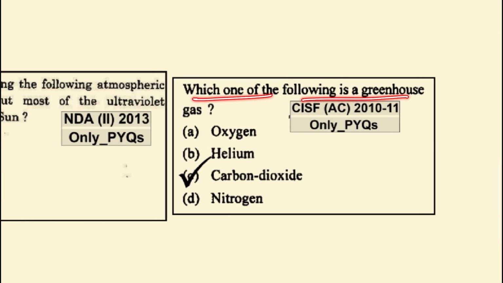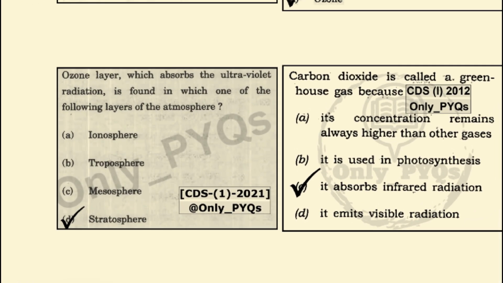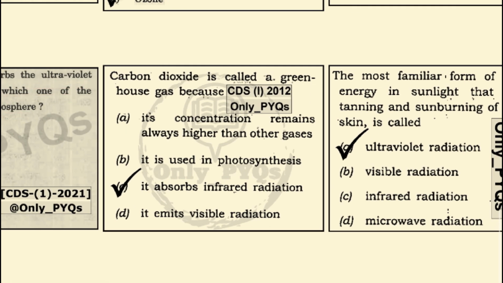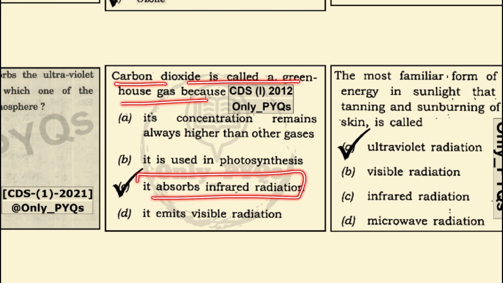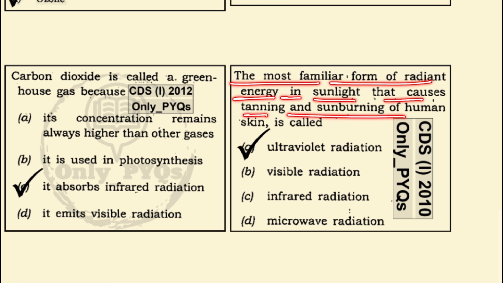Which one of the following is a greenhouse gas? It is the carbon dioxide, whereas oxygen, helium and nitrogen are not greenhouse gases. Ozone layer, which absorbs the ultraviolet radiation, is found in which one of the following layers of the atmosphere? It is found in the stratosphere. Carbon dioxide is called the greenhouse gas because it absorbs the infrared radiations. The most familiar form of radiant energy in sunlight that causes tanning and sunburning of human skin is called the ultraviolet radiation.